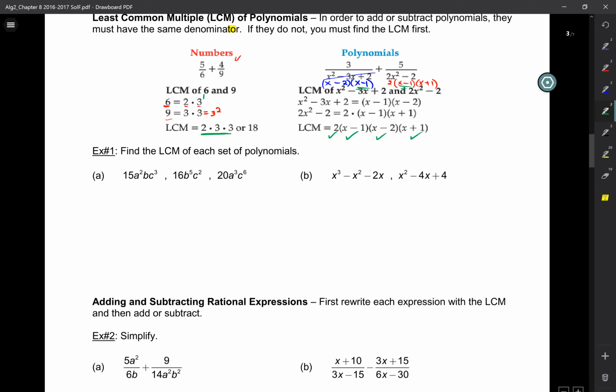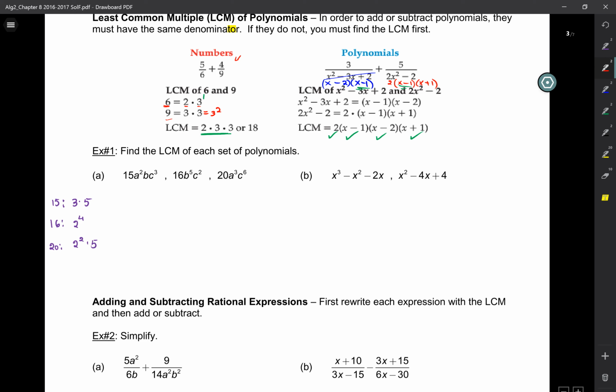Between the 15, the 16, and the 20, you want to figure out the LCM. So what I do is I say, okay, 15 is made up of 3 times 5, right? 16 is made up of a couple of 2's, 2 to the what? Specifically, 2 to the 4. It helps if you write it in terms of the exponents. 20 is made up of 2 squared times 5.